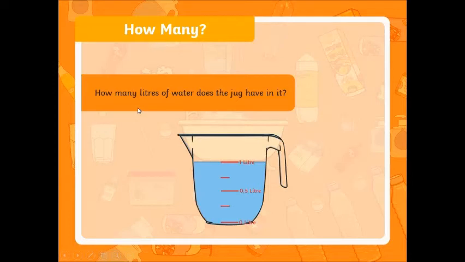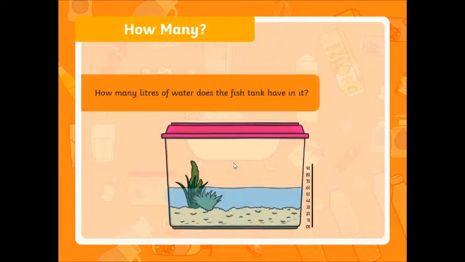So how many litres of water does this jug have in it? So we can see 0 litres is at the bottom, 0.5, which is half a litre, is here, and it is holding 1 litre. How many litres of water does this fish tank have? So we look at the scale at the side and we count up 0, 1, 2, 3, 4, 5, 6. Well done to anybody who got that right.